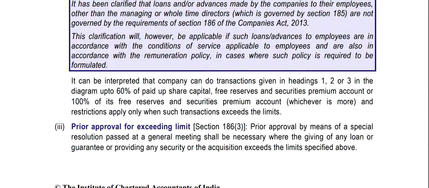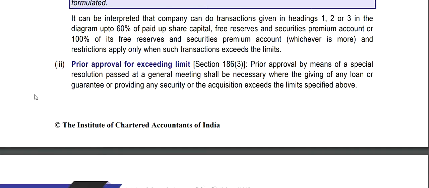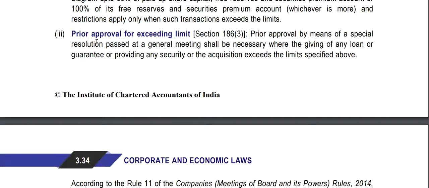It can be interpreted that the company can do the transactions given in headings 1, 2 or 3 in the diagram up to 60% of paid up capital, free reserves and security premium, or 100% of its free reserves and security premium account, whichever is more, and the restriction applies only when such a transaction exceeds the limit. If it exceeds the limit, what happens? SR is applicable. They have to take an SR, special resolution, in the general meeting. Prior approval for exceeding the limit. That is subsection 3.